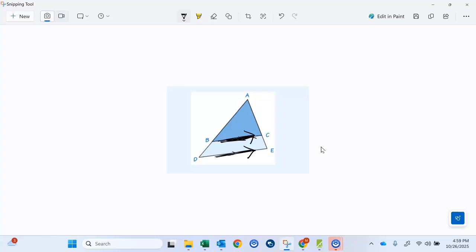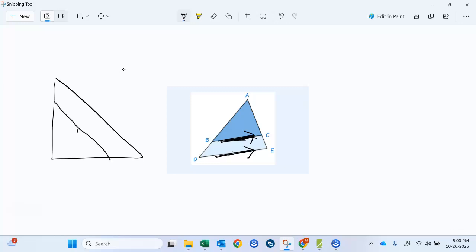So if I have something, say, for example, where's my pen? Oh, I need my pen. There we go. So if I have something like this, for example, and let's say I make a line that's parallel, where this line here is parallel to this line here. What that means is the small triangle is proportional to the big one. What do I mean by that?